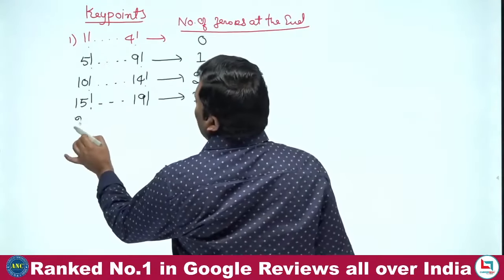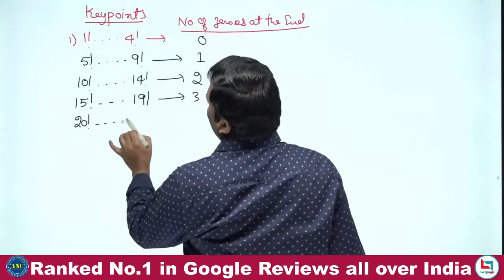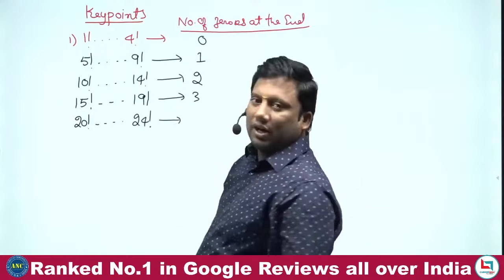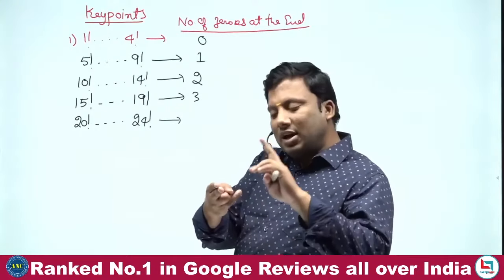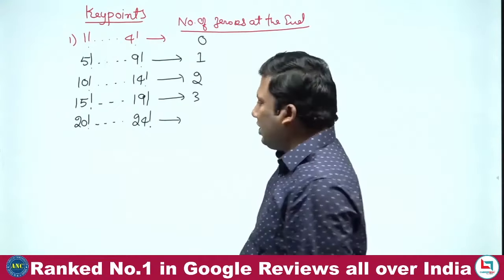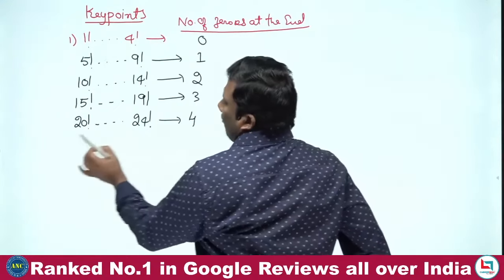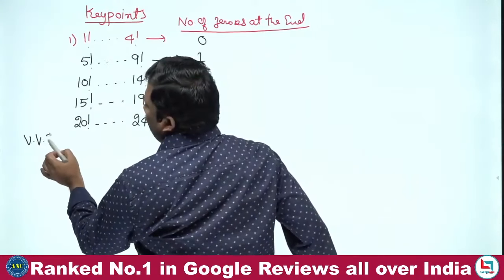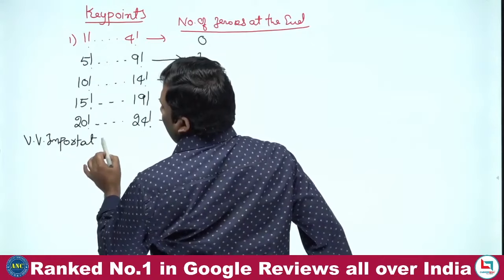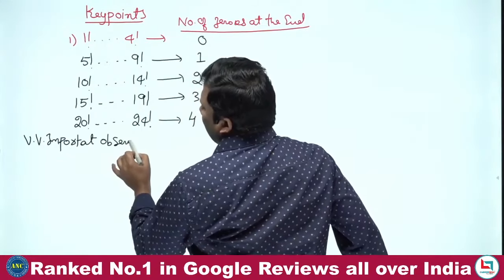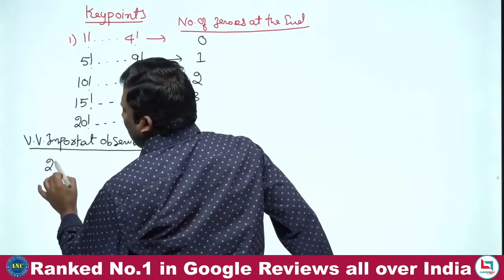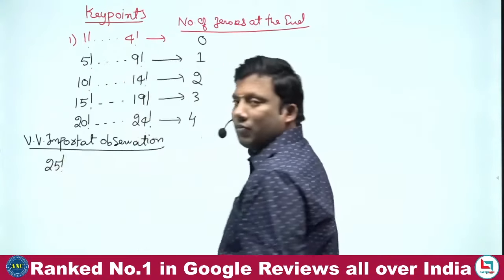Now see, 20 factorial till 24 factorial. Which all numbers are there? 20 is there, 15 is there, 10 is there, 5 is there. So it is 4. Now, a very, very important observation. Listen carefully, sir. Suppose I take 25 factorial.